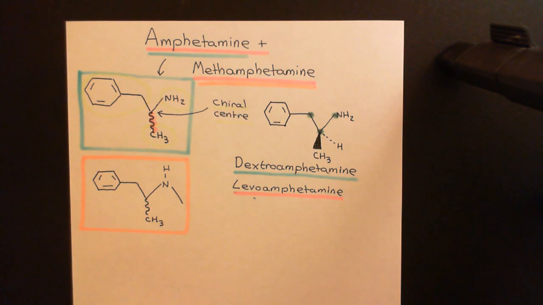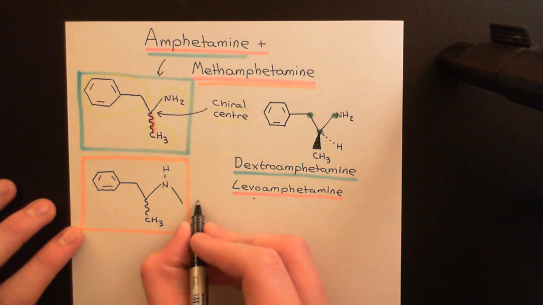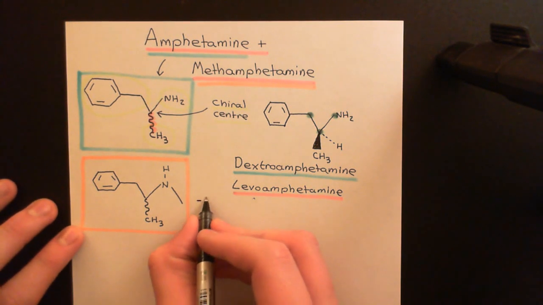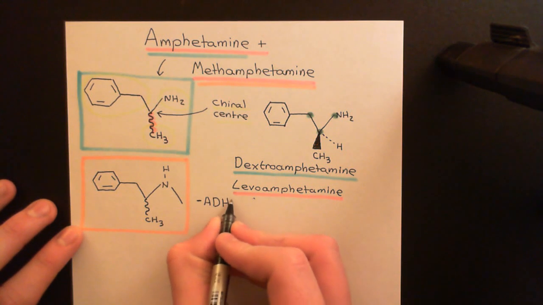Now that we've discussed what these molecules actually are, what I next want to discuss is what they are actually used for. We'll start off with their legal, clinical uses, and then we'll discuss their use as a street drug. Clinically, amphetamine and methamphetamine can be used to treat ADHD, Attention Deficit Hyperactivity Disorder.